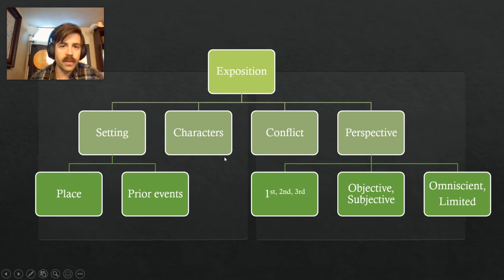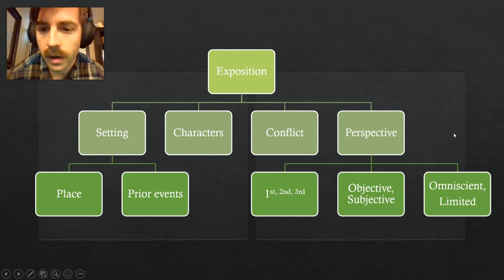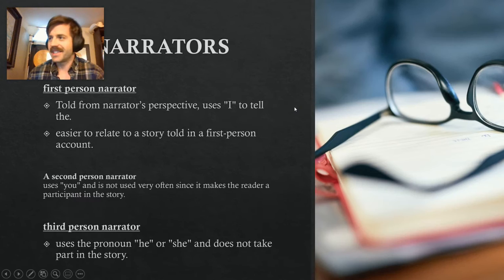So for my visual folks, if you need a flow chart, here's what an exposition is composed of. Setting, both in place and prior events. What characters, what's the conflict, what problem are we going to resolve, and then what perspective is this told from? And I'll give you some options here.